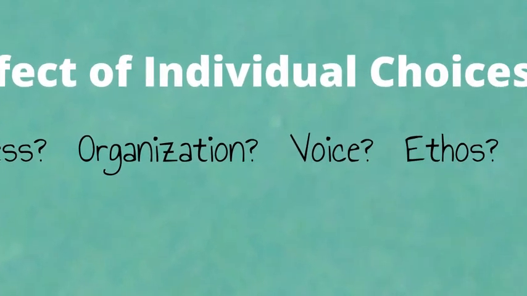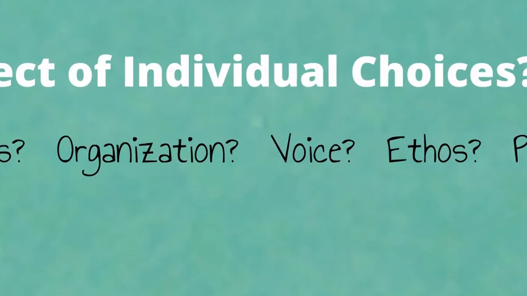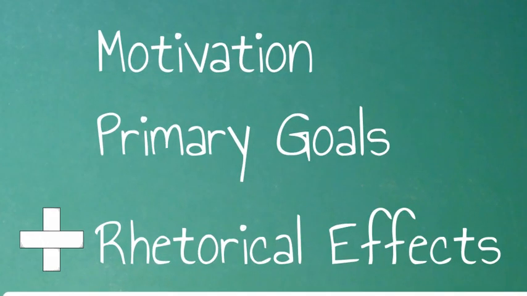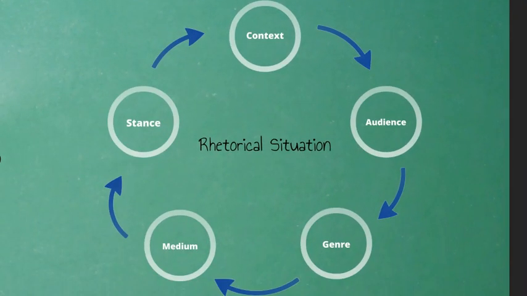Or perhaps an essay needs better organization, or the voice in that grant proposal is too colloquial, or you need to establish better ethos by referencing trusted sources. In summary, when doing a purpose analysis, consider the writer's motivation, primary goals, and the rhetorical effects of his or her decision. A purpose analysis is just one piece of the puzzle within the rhetorical situation.